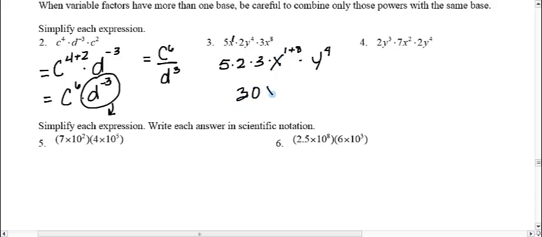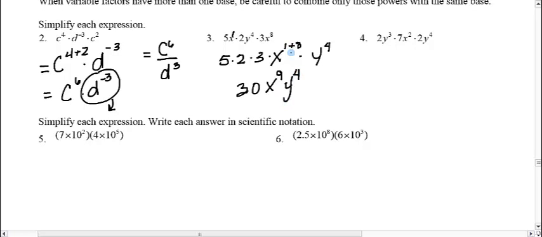Let's clean this up, our value of x. So it's going to become x to the 9th, 1 plus 8, y to the 4th. All right, and then that one is now simplified.